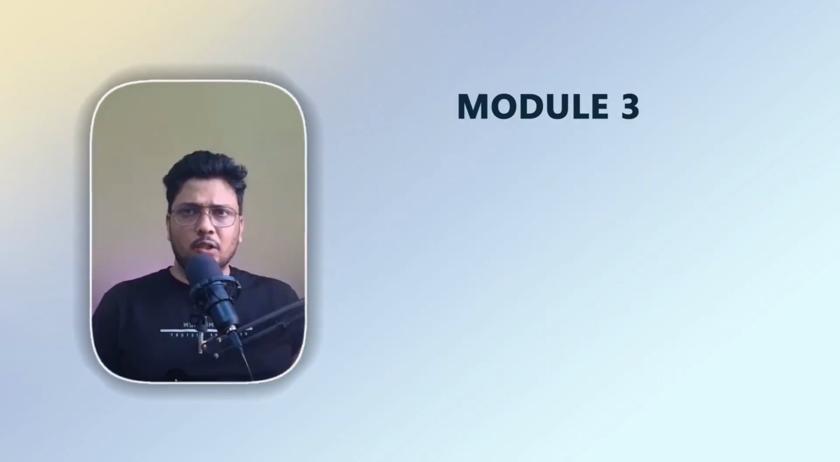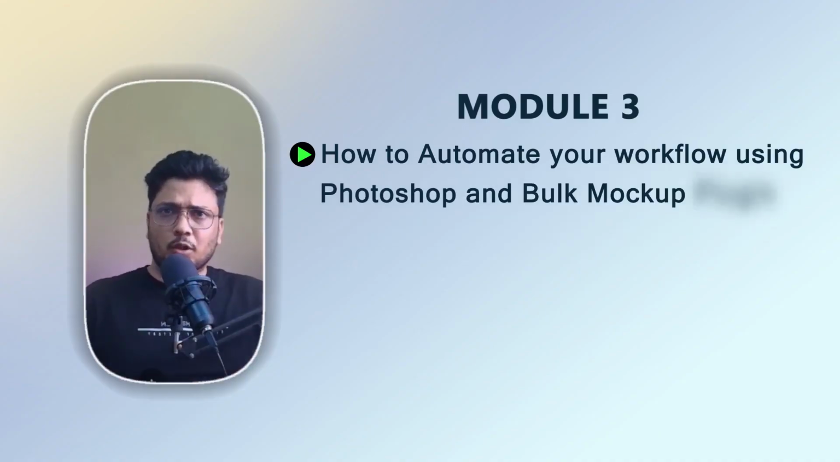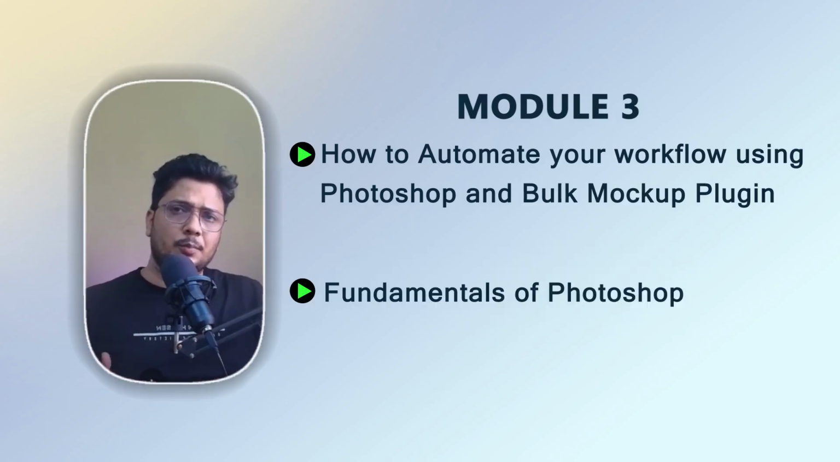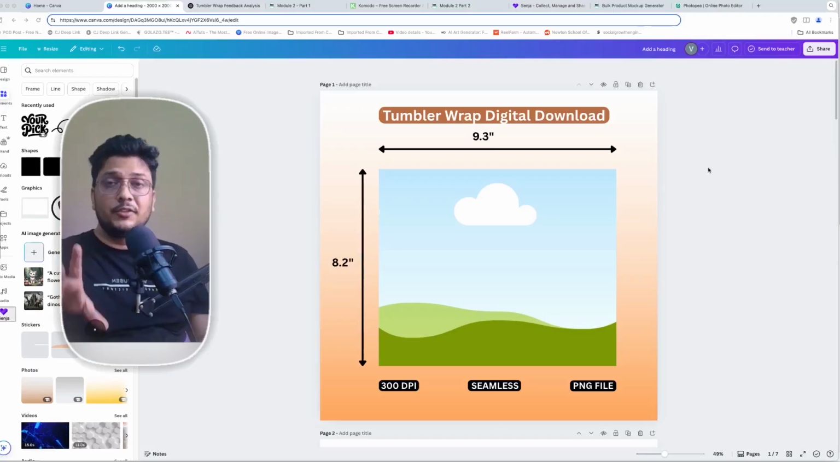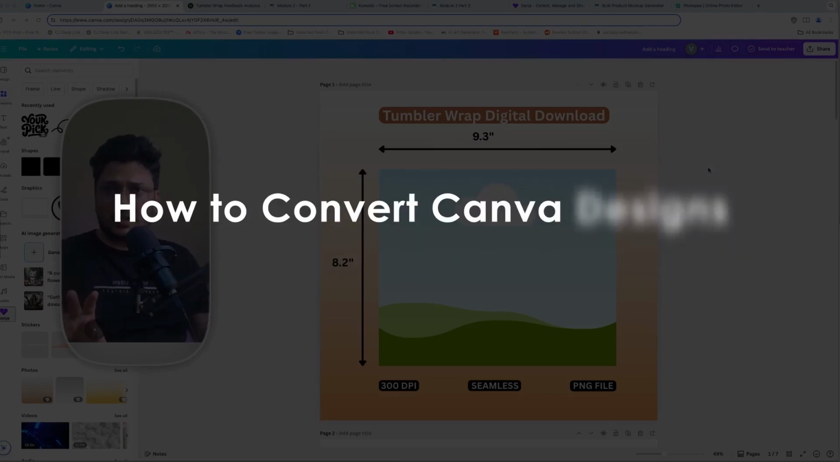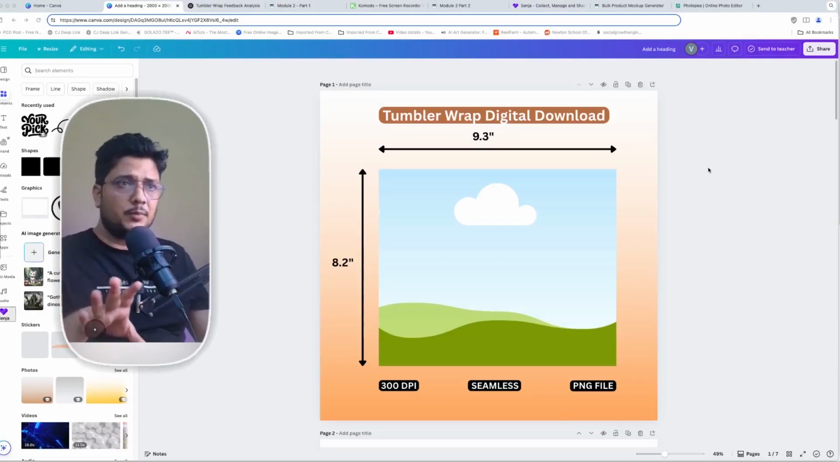Hello, welcome to module 3. In this module, you will learn how to automate your entire mockup workflow using Photoshop and the bulk mockup plugin. The first 2 videos in this module will be fundamentals of Photoshop and fundamentals of Smart Object Layer. So if you already know Photoshop and Smart Object Layer, you can skip those 2 videos. Let's jump into it. In this video, you'll learn how to convert your Canva designs into Smart Object based Photoshop files. So let's jump onto it.